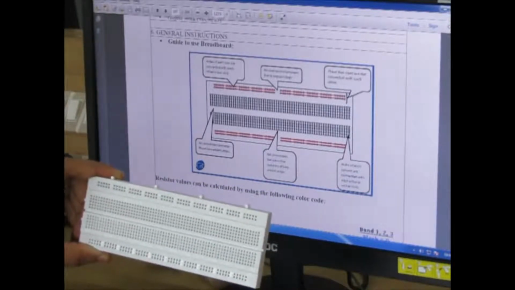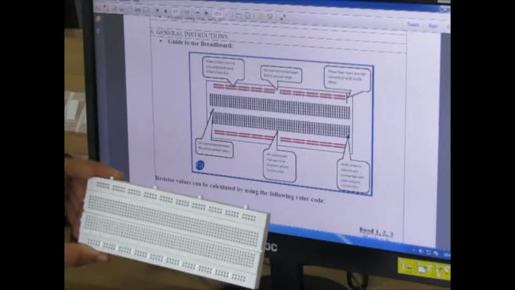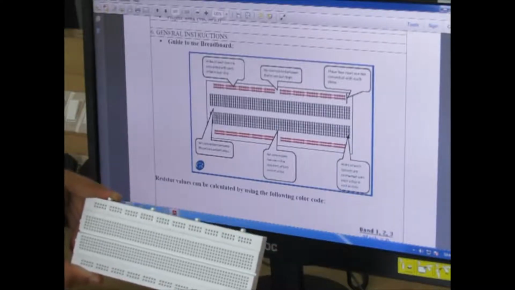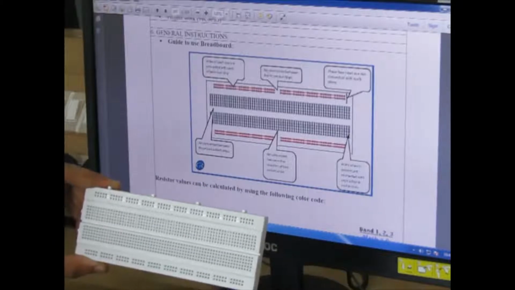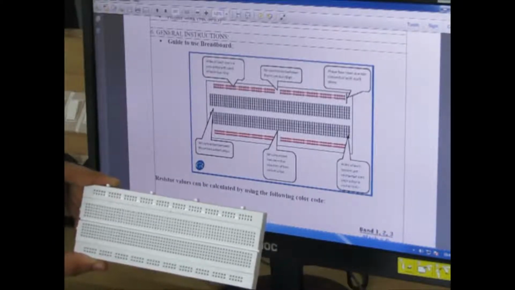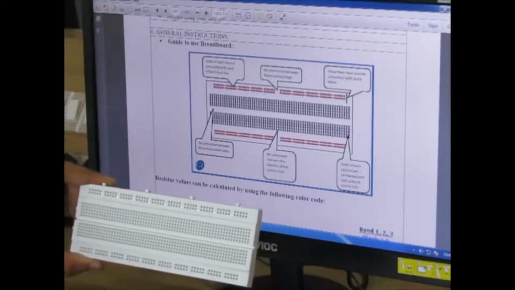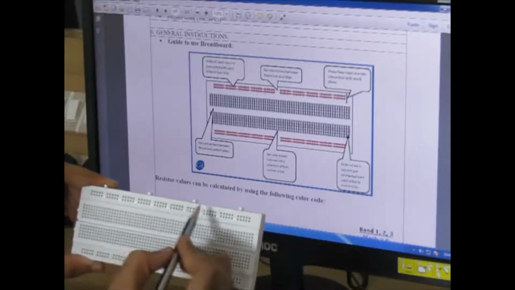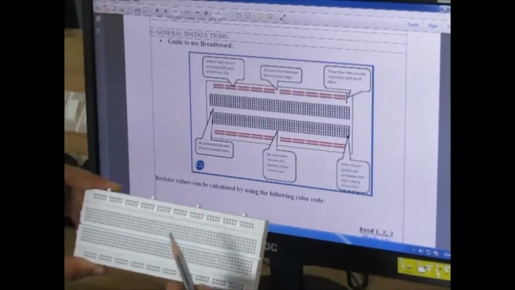Between the first group of 5 and the last group of 5, there is no connection of any kind. That is what you can see on your video, on your PDF: no connection between these two bus strips. That is the thing we should remember: the first 5 are connected, and the last 5 are connected, but there is no connection between these two groups of 5.